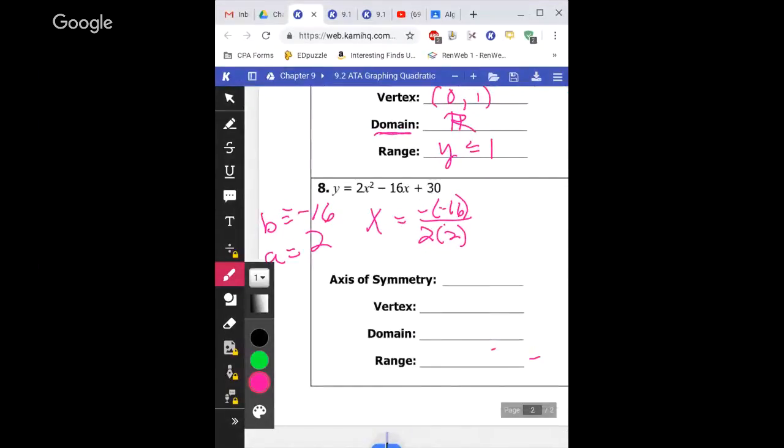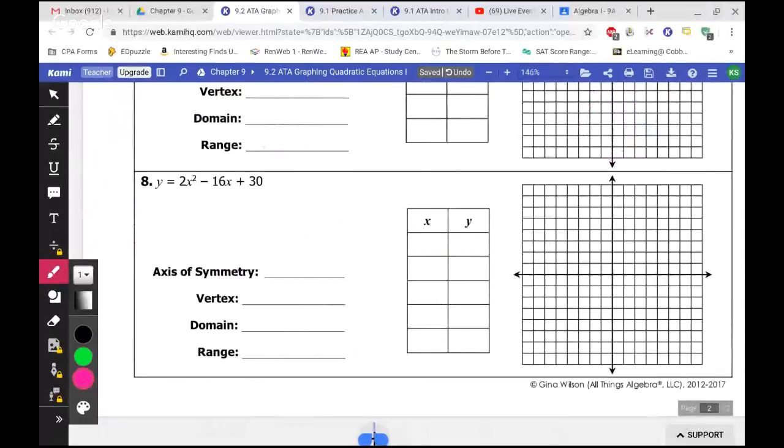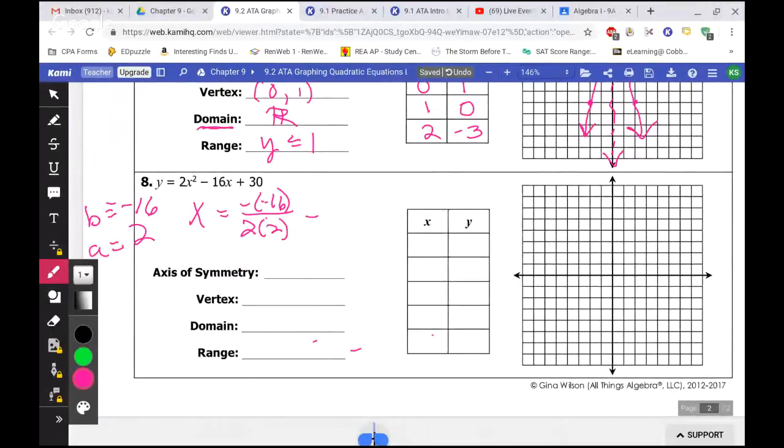So we have the opposite of negative 16. Oh, I got scary for a second. Okay. The opposite of negative 16 is a positive 16. 2 times 2 is 4. And 16 divided by 4 is 4. So my axis of symmetry is x equals 4.